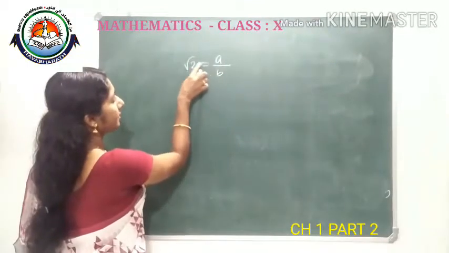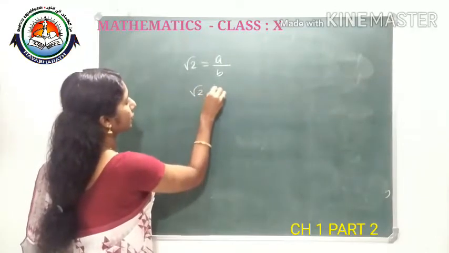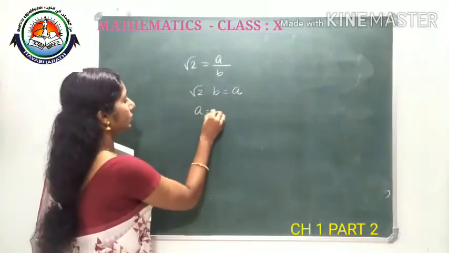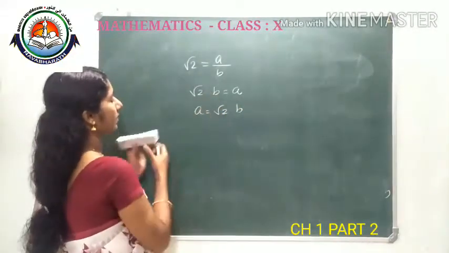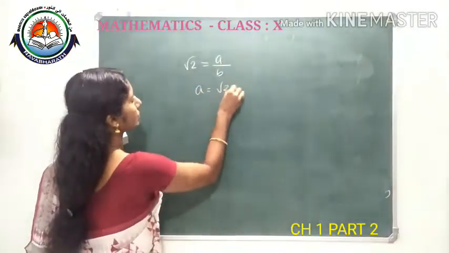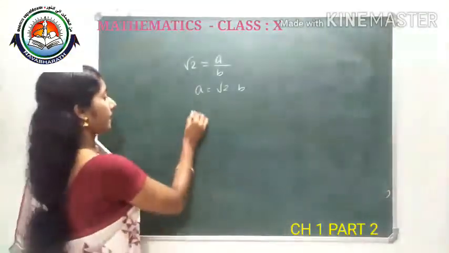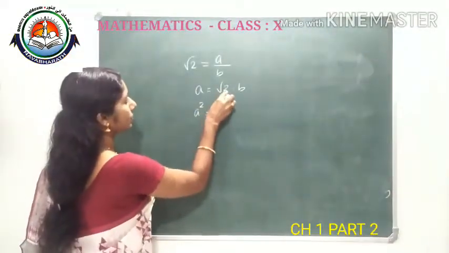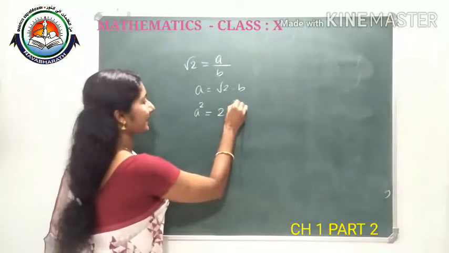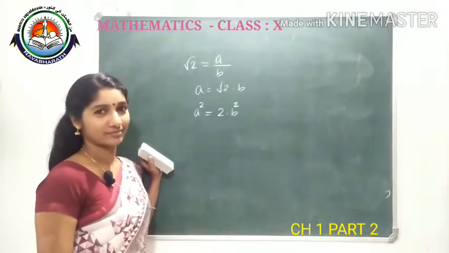Then, if root 2 equals A by B, I can write root 2 into B equal to A, or A equal to root 2 into B. Same thing I wrote. Then squaring on both sides: A square equals root 2 square, which is 2, into B square. So we got A square equal to 2B square.